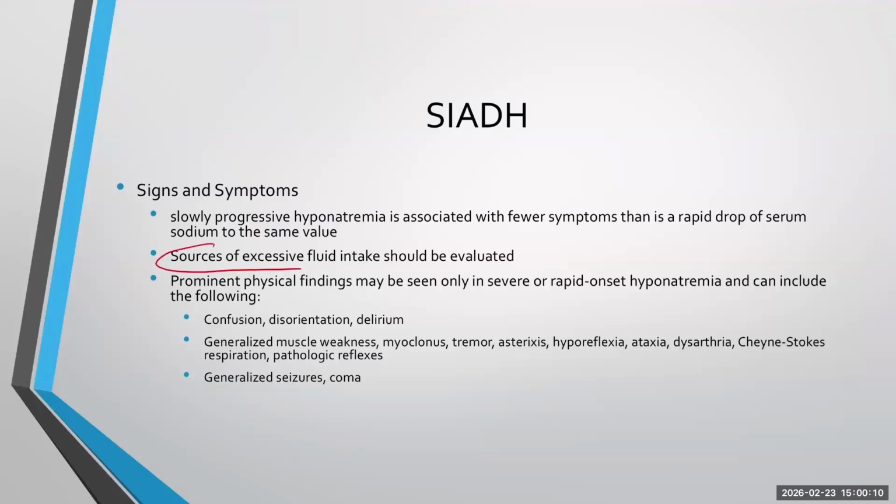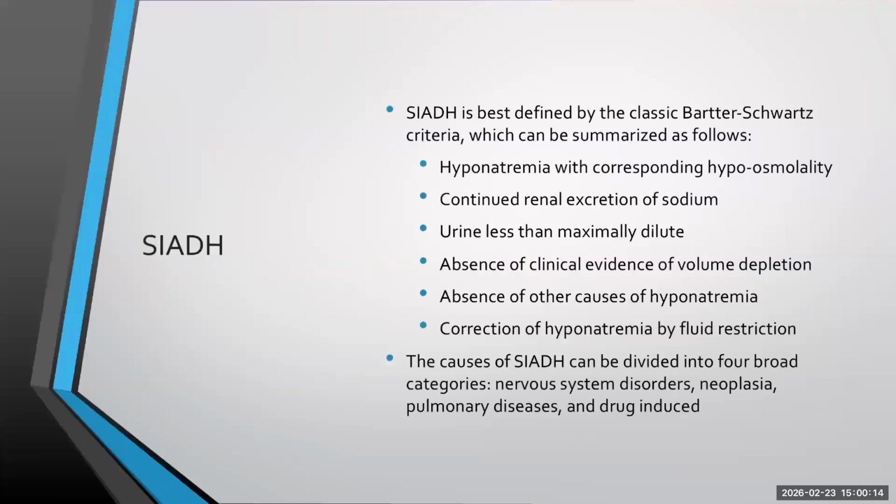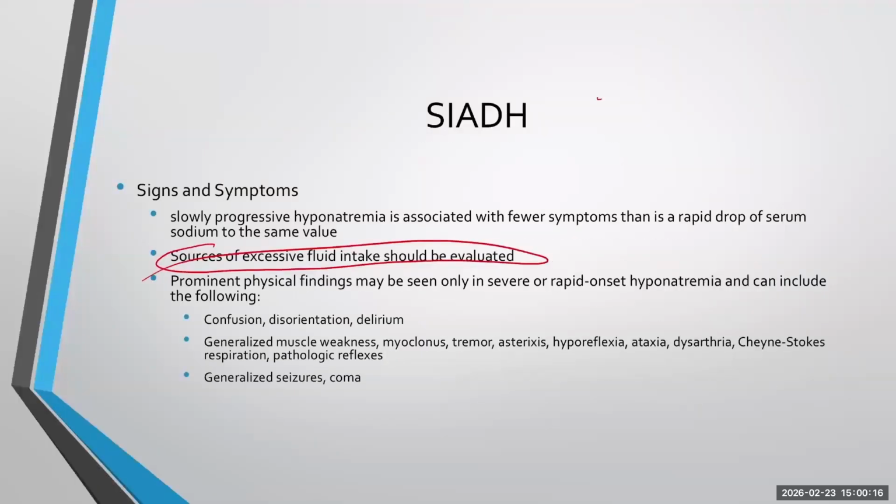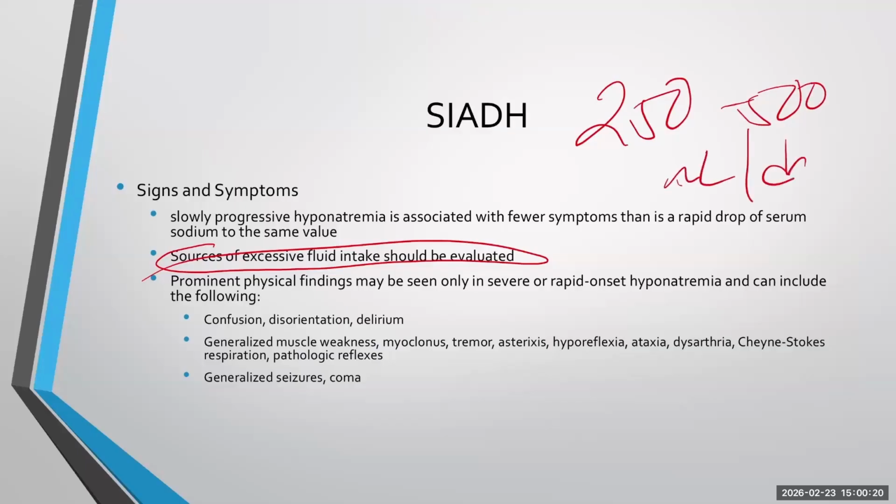Sources of excess fluid should be evaluated. So cut out all water. They're usually on like 250 to 500 mLs of water a day. That's all they're allowed to drink. There'll be signs on their doors so that anyone walking into the room will know they're on a water restriction. Don't give them any water.